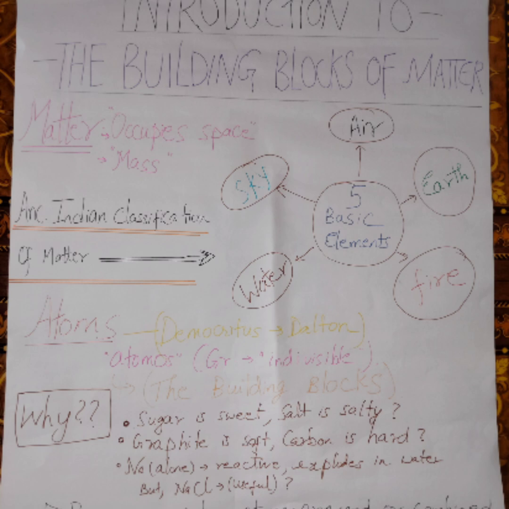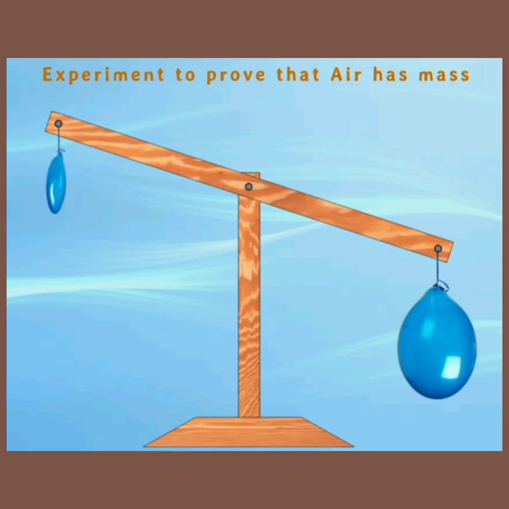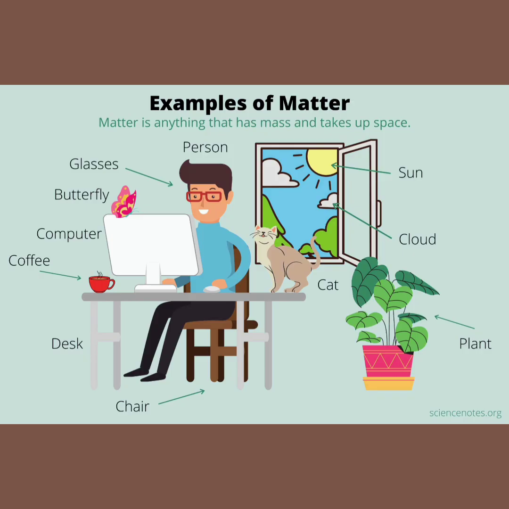What about air? We cannot see air. Is it matter? You might think the same, that it is not matter. But actually, air is matter. Why? Because it occupies space and has mass. Therefore, anything we see around us, including us humans, even air, is matter.